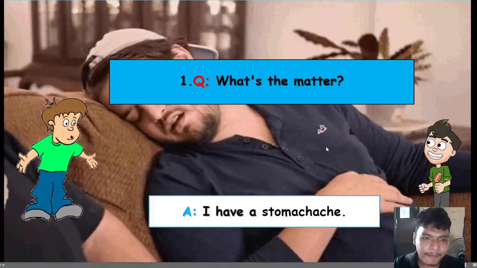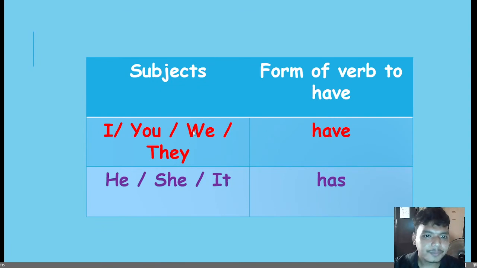Very good job. And next, so subject. In the subject we have I, you, we, they. How to use verb to have? We use with have. I, you, we, they. And then he, she, it. We use with has. Well done, everybody.